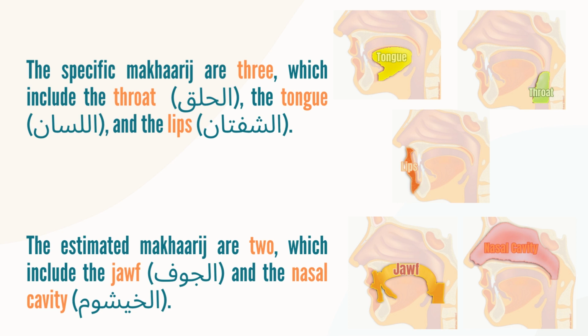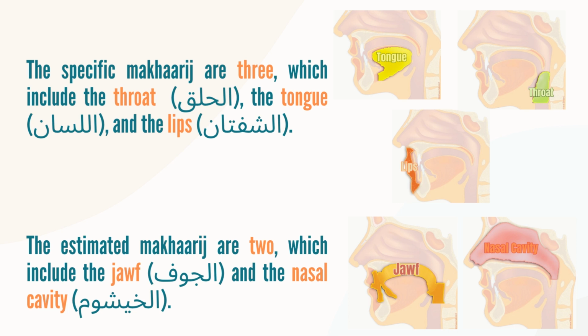So, we have here 3 specific major articulation points, and now you know what we mean by the term specific. These 3 major specific makharij or articulation points are: first, the throat, in Arabic, al-halq. Then, the tongue, in Arabic, al-lisan. The third and last in these specific 3 makharij, the lips, al-shafatan.